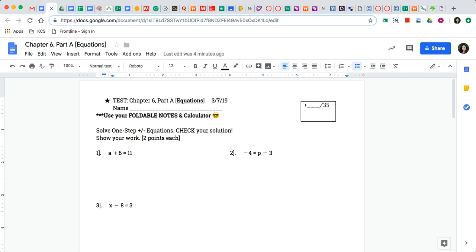You're going to do a one-step equation and you're going to either add or subtract. So make sure you're looking and seeing, what do I do? Okay, do I add or subtract?